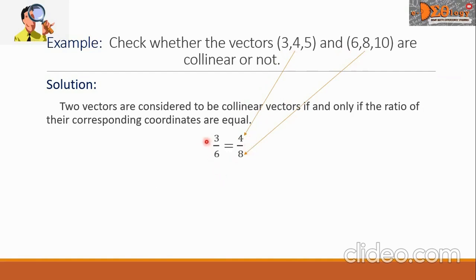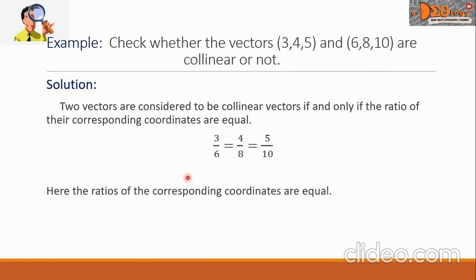We can see that 3 over 6 is equal to 4 over 8. Then we have 5 and 10, and we write here 5 over 10. Here, the ratios of the corresponding coordinates are equal. We can simplify each of these into 1 over 2, or 1/2. Therefore, the two vectors are collinear.